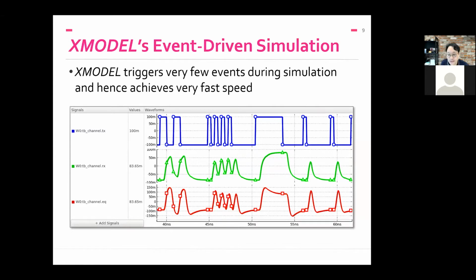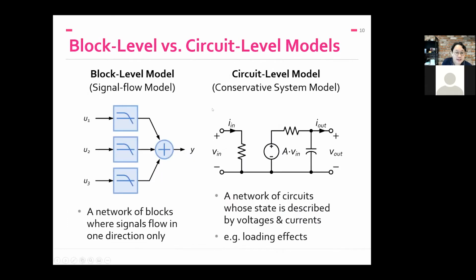So the easy answer is the XWave waveform viewer actually computes the expression to basically plot the waveform between the two points. So that's happening in the waveform viewer, not in the simulator. The simulator just computes the equation itself. All right, so that's the event-driven part.